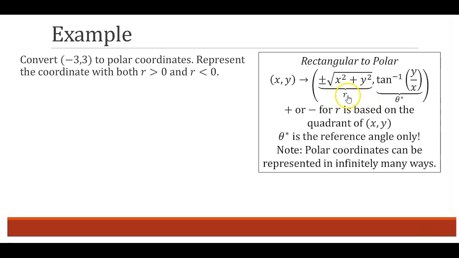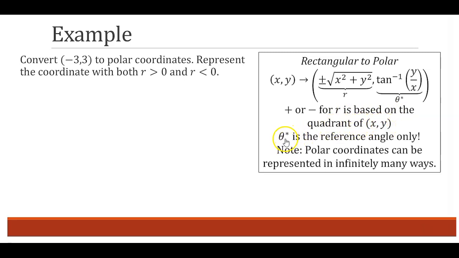So the r value is plus or minus the square root of x squared plus y squared. So we're going to have to choose whether r is positive or negative depending on our angle. So to find our angle, we're going to use tangent inverse of y over x. To decide the positive or negative for r, it's based on the quadrant of the coordinate point.